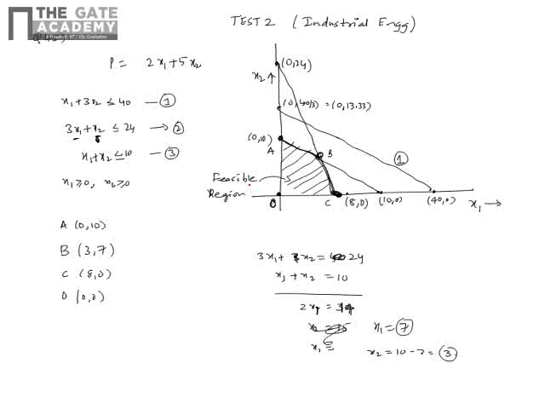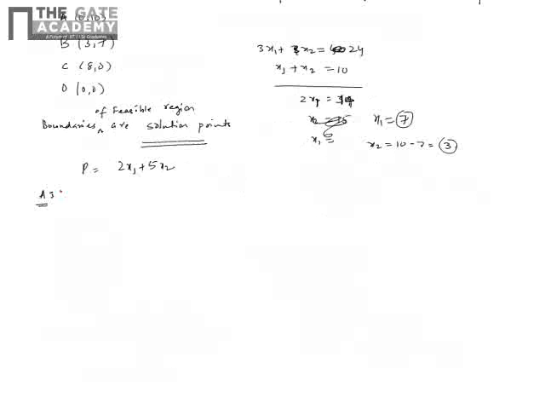So this is my feasible region which satisfies all the constraints. And as one of the theorems in linear programming goes, it says that the boundaries of your feasible region are the solution points, or the points at which you can search for the optimum solution. So now we need to check these boundary locations.